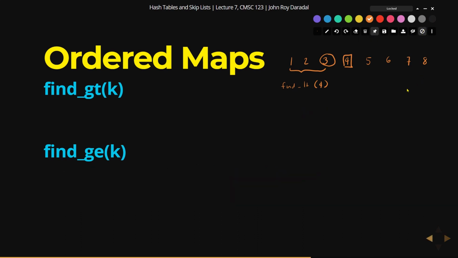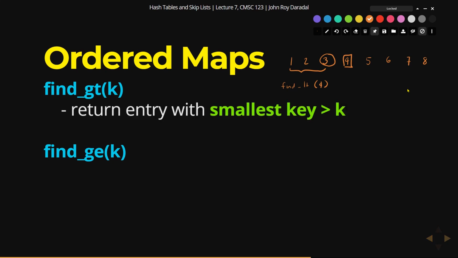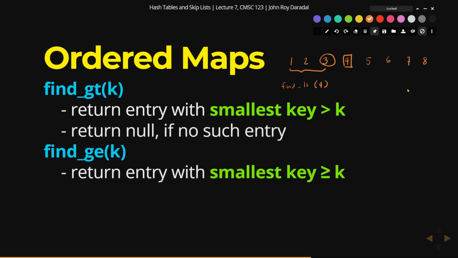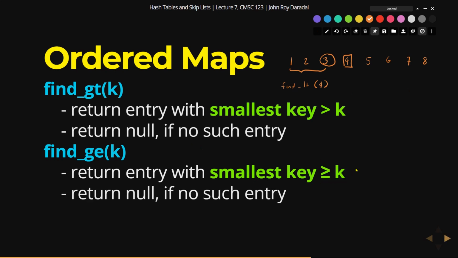The opposite is find greater than and find greater than equal. So for find greater than, we'll return the entry with the smallest key that's greater than k, and null if no such entry. And for find greater than equal, it should be the smallest key greater than or equal to k, and null if no such entry.